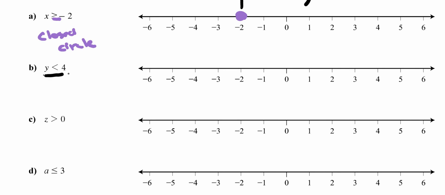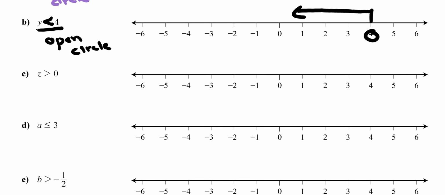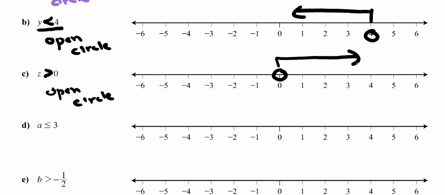Let's just do B here just for practice. Y is less than 4, so since it's just less than, this is going to be an open circle. So where's 4 on the number line? It's right there, and since you're less than that, you're shading everything to the left of 4. Okay, for letter C, Z is greater than 0. So if it's greater than with no equal sign, this is an open circle. Okay, so where's 0? It's right there, open circle. And since we're greater than that, we're shading everything to the right-hand side of 0.